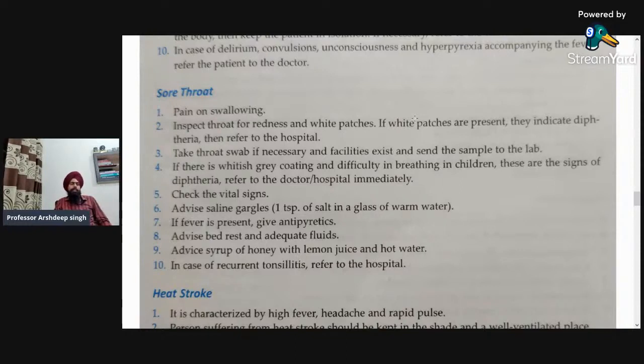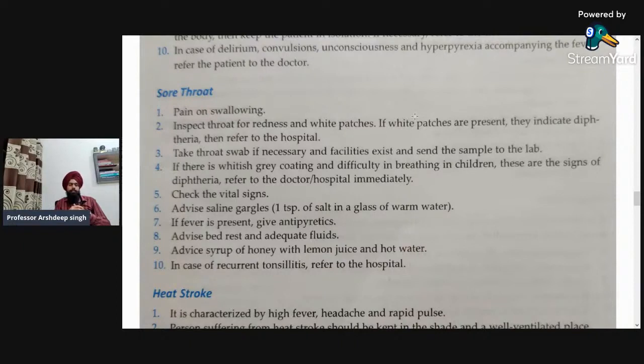Next, if there is a whitish gray coating and difficulty in breathing in children, these are signs of diphtheria. If there is a sore throat for such a long duration, there might be the presence of diphtheria. So we have to immediately refer to the hospital, or consult with the doctor.